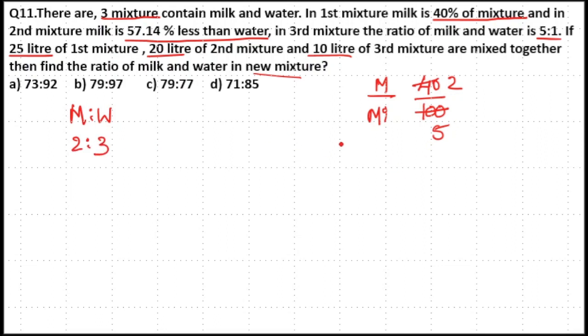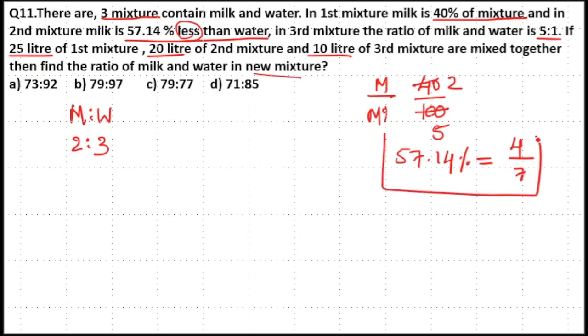In the second mixture, milk is 57.14% less than water. Less than water means negative symbol. Here 57.14% is equal to 4/7. Fraction is 4/7. Always remember this. 57.14% is 4/7.